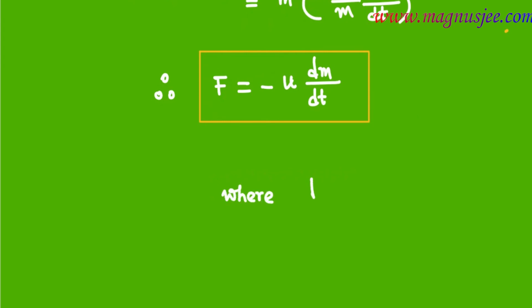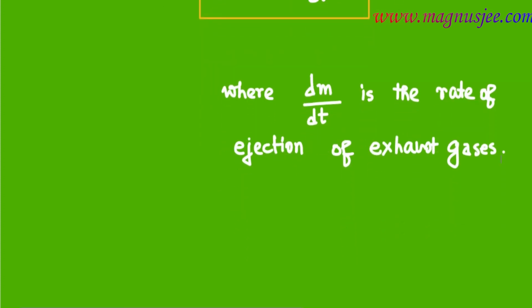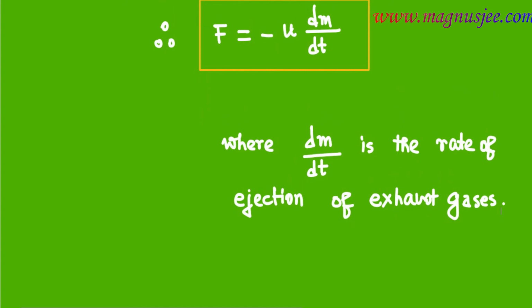Where dm by dt is the rate of ejection of exhaust gases from the rocket, which will be assumed as negative for numerical problems in the expression of force F. So F equal to minus u dm by dt.